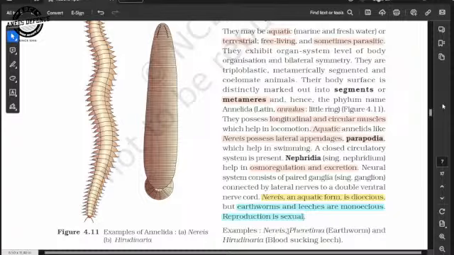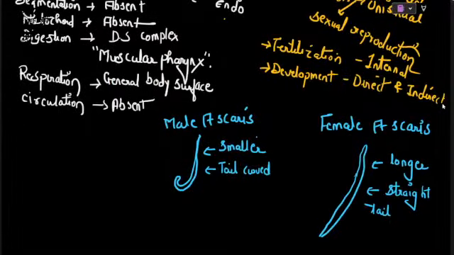Let's continue. Okay, give a heading. Annelida.